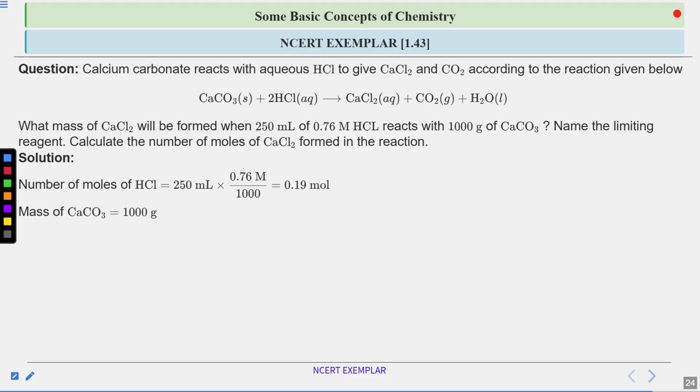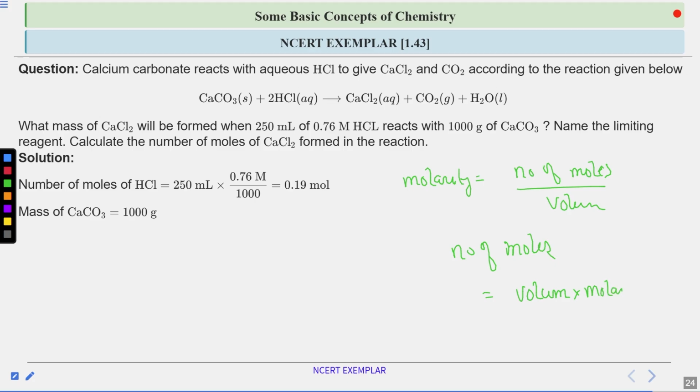So I have simply used the formula, Alok. The molarity formula is given as number of moles divided by volume. So what will be the number of moles? I am considering it for the HCl. It will be volume multiplied by molarity. You have the volume of that solution. You just have to convert it into liter and multiply by the molarity 0.76. So you can get 0.19. No, we don't take it in milliliter. We take it in liter because the molarity formula says that the volume of solution should be in liter. So I have converted this milliliter into liter by dividing by 1000.